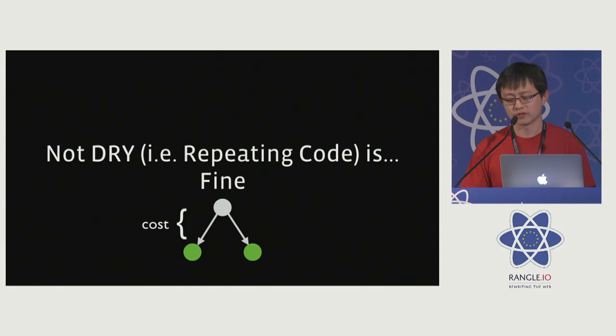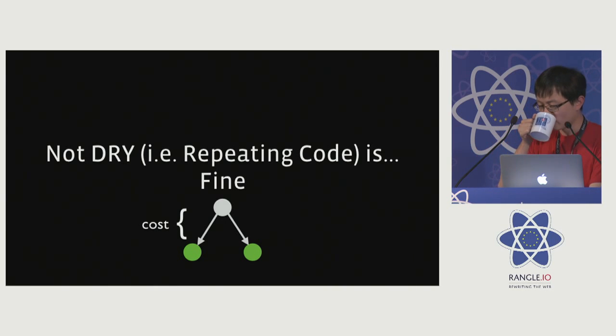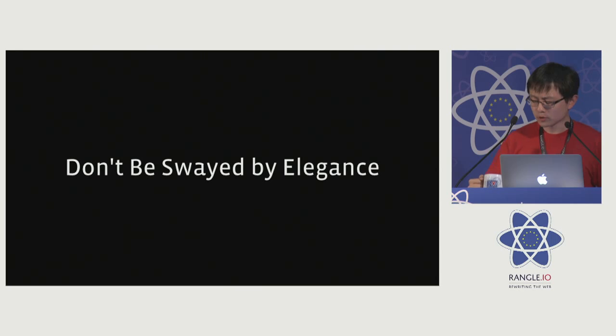And this is also the phenomenon of NPM micro modules where people say, everything I'm going to write twice, I'm going to abstract it away. And now we have, surprisingly, JS fatigue, and we don't seem to understand why. It's because consistently we're paying more cost to abstract things than to actually use them. Don't be swayed by elegance.